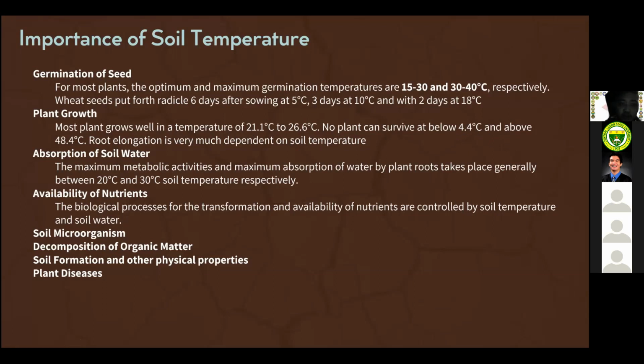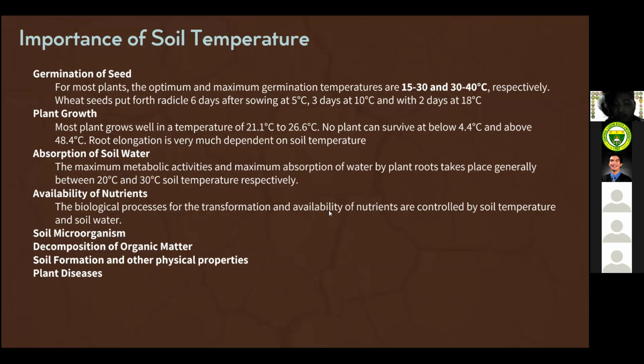Root elongation is very much dependent on soil temperature. Absorption of soil water. The maximum metabolic activities and maximum absorption of water by plant roots take place generally between 20 degrees centigrade and 30 degrees centigrade soil temperature respectively. The availability of nutrients is also affected. The biological processes for the transformation and availability of nutrients are controlled by soil temperature and soil water.